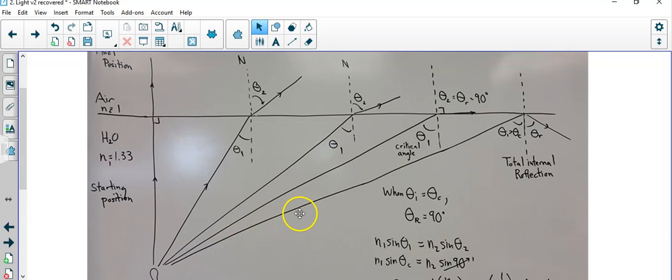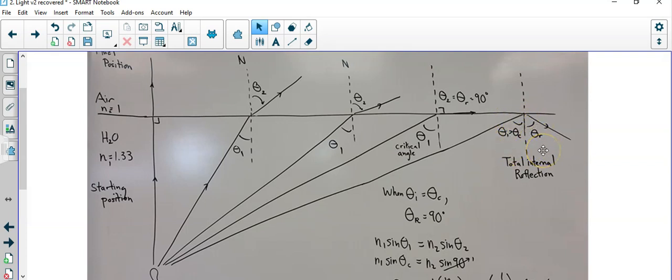Now, any ray that strikes the surface and meets the normal at an angle greater than the critical angle is now internally reflected, and the reflection angle is equal to the incident angle. At the point of the critical angle, you have a 90-degree refraction, but after the critical angle, you have an angle of reflection equal to the incident angle.